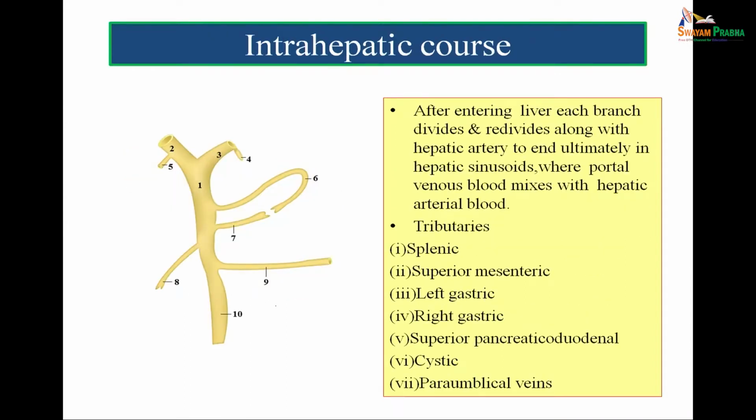Now, the intrahepatic course is interesting as well as important. After entering the liver, each branch divides and redivides along with the hepatic artery to end ultimately in the hepatic sinusoids.